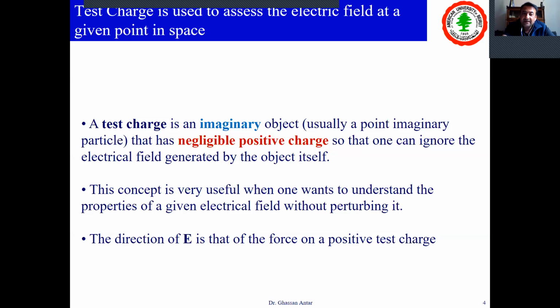This test charge has two major properties. One, the amplitude of this charge is infinitely small because it's imaginary, so I can make it very small, and thus its effect on its surroundings is consequently very small. And second, it is positive by definition. So it is a charge which is positive by definition but has a very small amplitude.